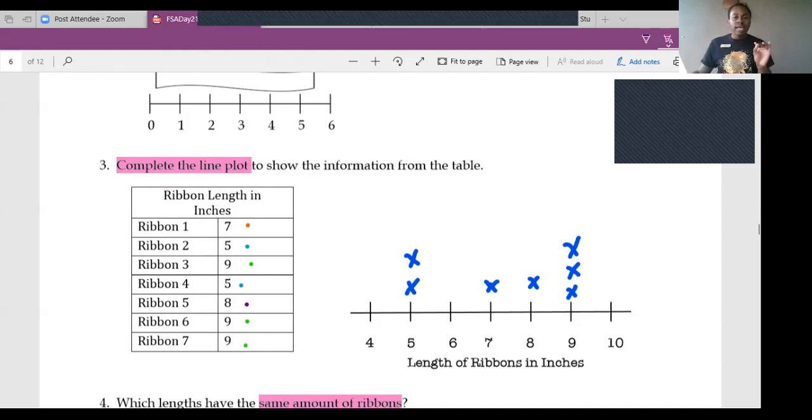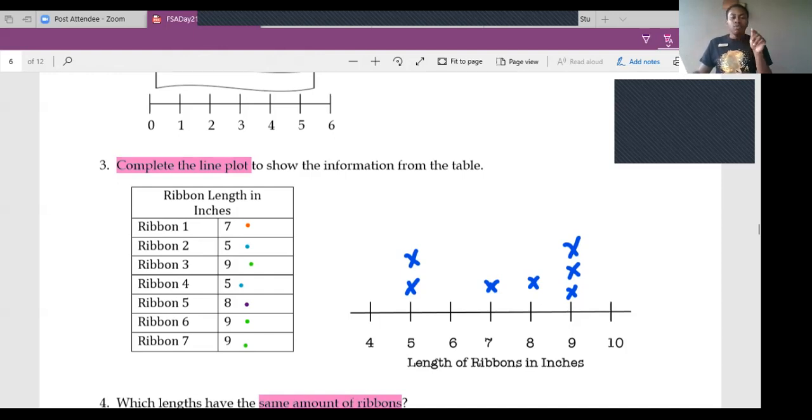So taking a look at our data, ribbon 1 is 7. Now when we're looking to make our line plot, do we see any other 7 inches in our data? And we don't. So above 7, we'll have 1 X. When we look at ribbon 2 and we see 5, the first thing we want to do is look to see if there's any other 5s in our data table. And we see 1 other 5. So that means there's 2 5s. So above 5 on the number line, we should have 2 X's.